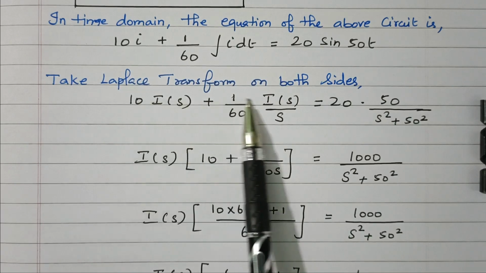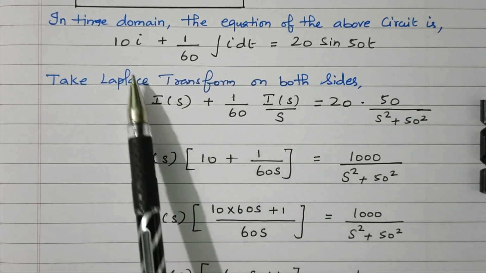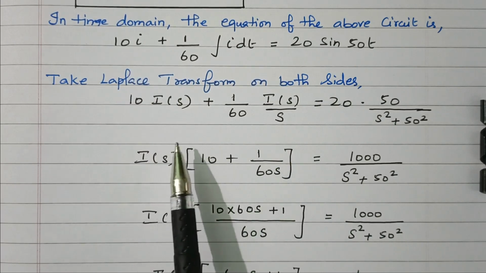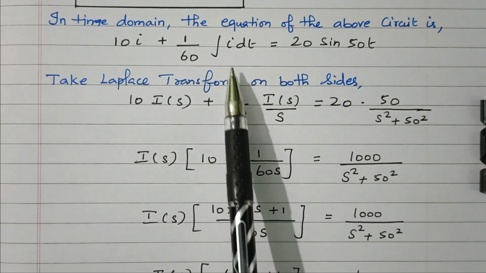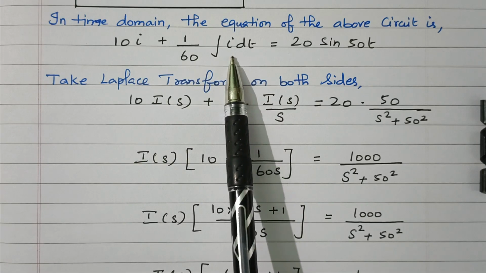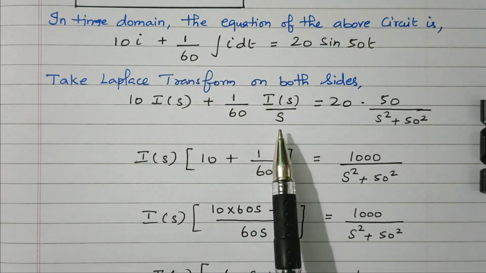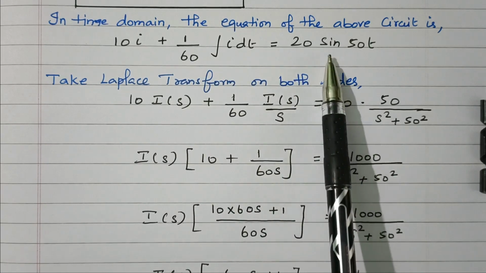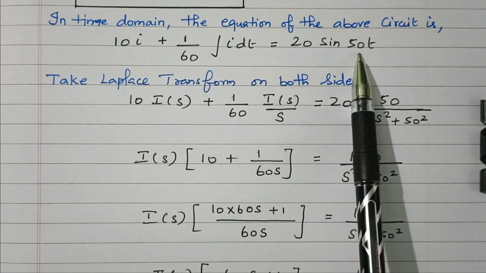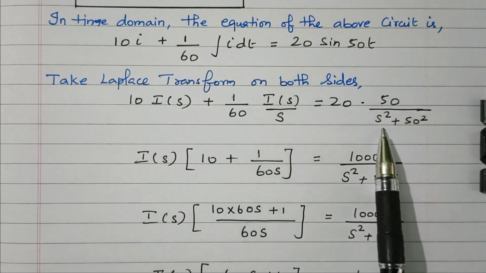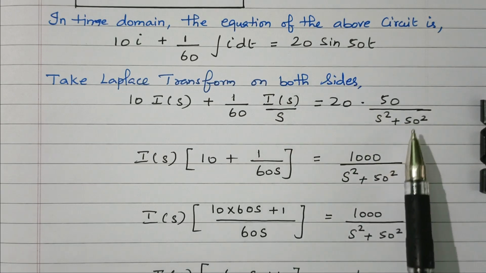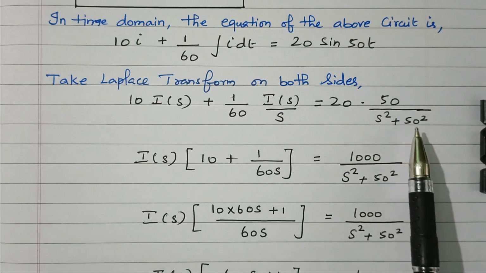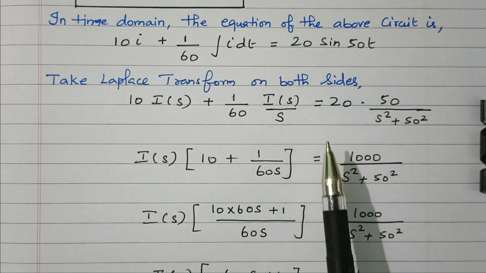Take Laplace transform on both sides. So 10 is a constant, Laplace transform of I is I of s. 1 divided by 60, integral I dt. Laplace transform of integral I dt is I of s divided by s. Equal to this, 20 is a constant. Laplace transform of sin 50t is 50 divided by s square plus 50 square. That is nothing but omega divided by s square plus omega square. Omega value here is 50.